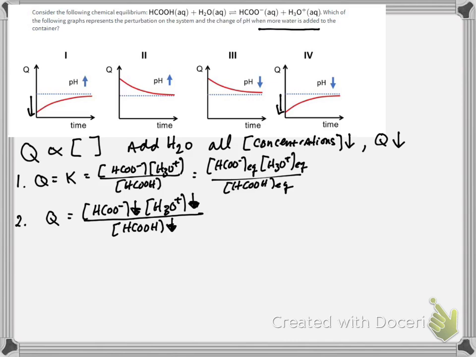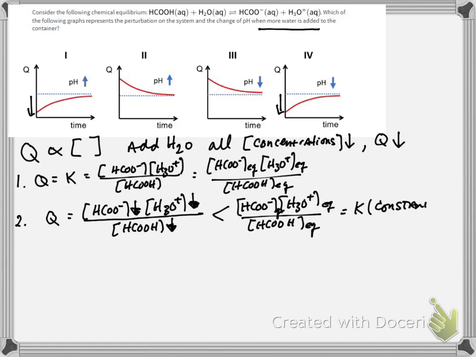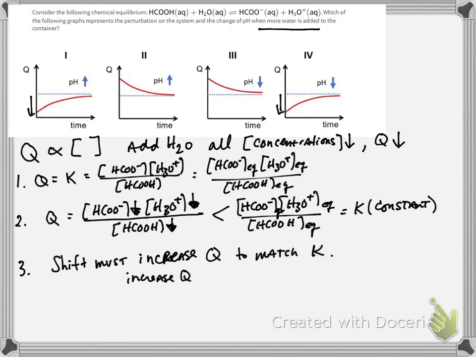Right, so HCOO minus goes down, H3O plus goes down, HCOOH goes down. And now Q is much lower than its initial value, which was K equals Q, equilibrium values. And so since Q is low, we're going to get a shift to have to increase to reestablish equilibrium. So Q must increase to match K. And in doing so, by shifting, we have to move material to the products.